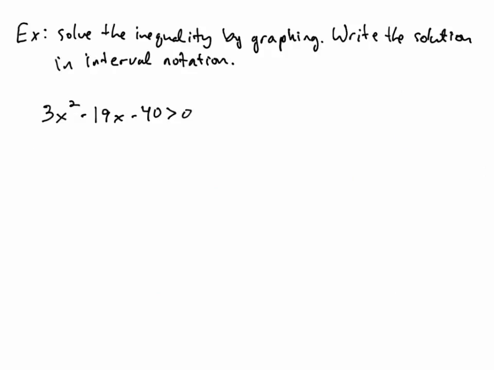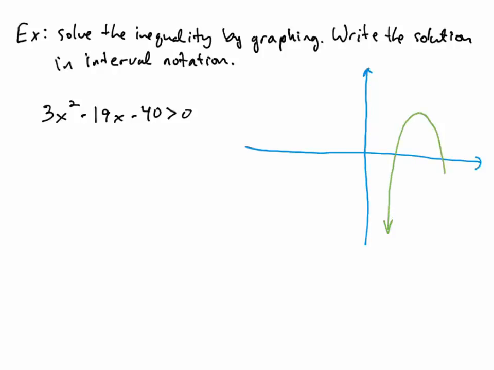Alright, we'll look at two more examples in this video. The first one is to solve this inequality by graphing and write the solution in interval notation. Now what this means, let's just talk in generalities here. Suppose we have a parabola, and the parabola is opening downward. We have something like this.